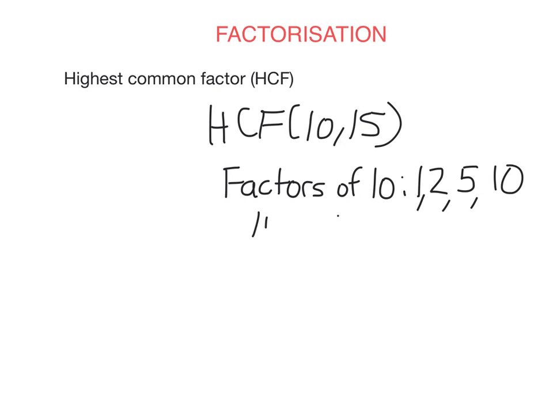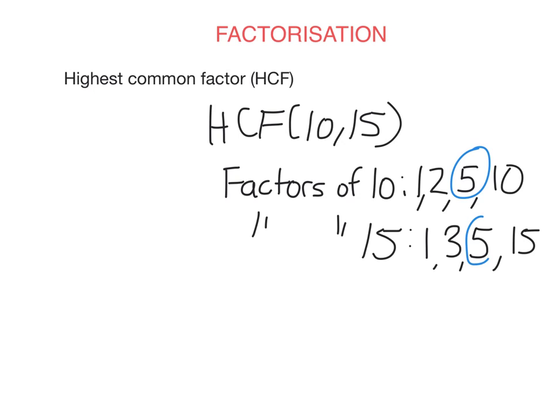And if I wanted to write factors of 15, again, it's the numbers that go into 15. So 1 does, 2 doesn't, 3 goes into 15, 5 goes into 15, and there are no other factors besides 15 itself. So the highest common factor of 10 and 15 is obviously 5, because it is the highest number that is a factor of 10 and 15. 1 is a factor of 10 and a factor of 15, but it's not the highest number that's a factor of both numbers. So we say the highest common factor of 10 and 15 is 5.